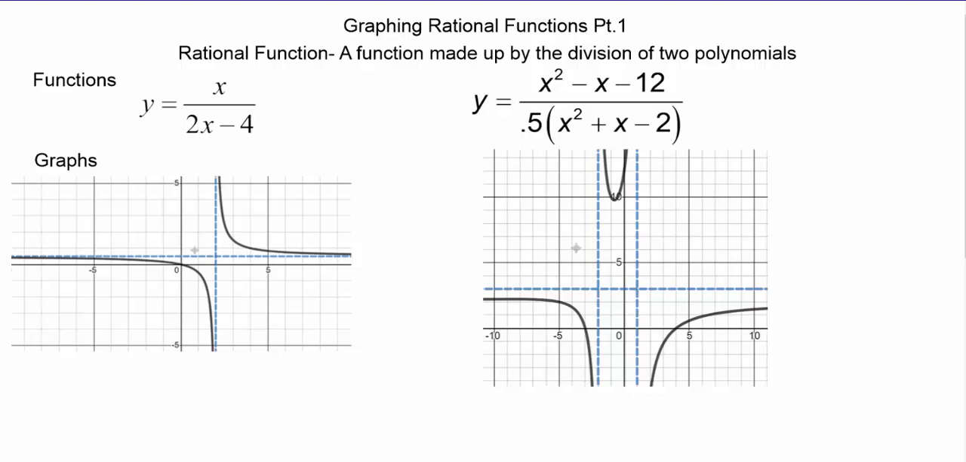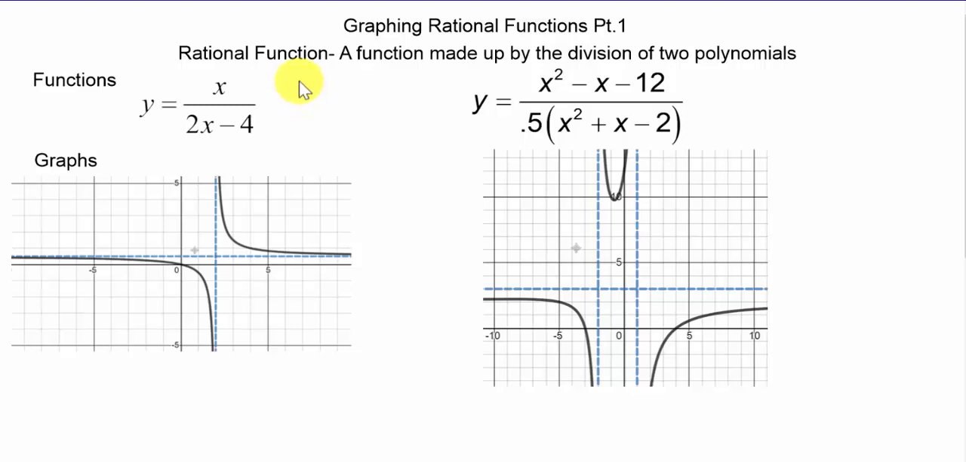So today we'll discuss rational functions and their graphs. We know a rational number is just a number that is made up of a fraction. Rational functions are no different. They're functions that are made up of a division of two or more polynomials. So these graphs will look a little more complex than what we're used to graphing.